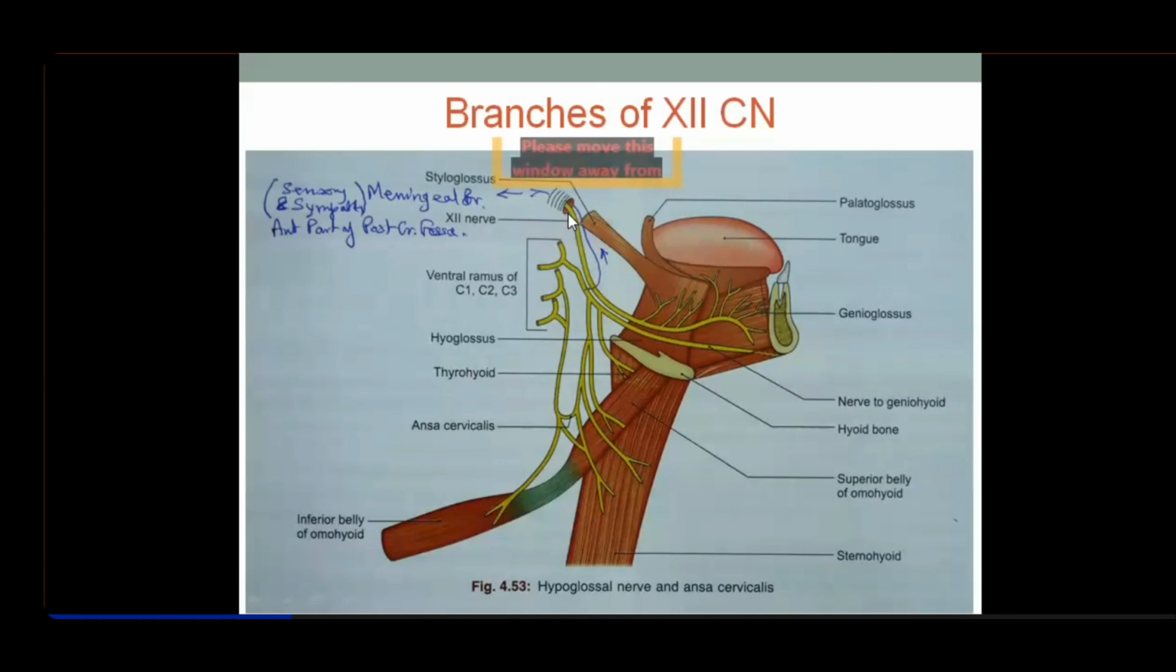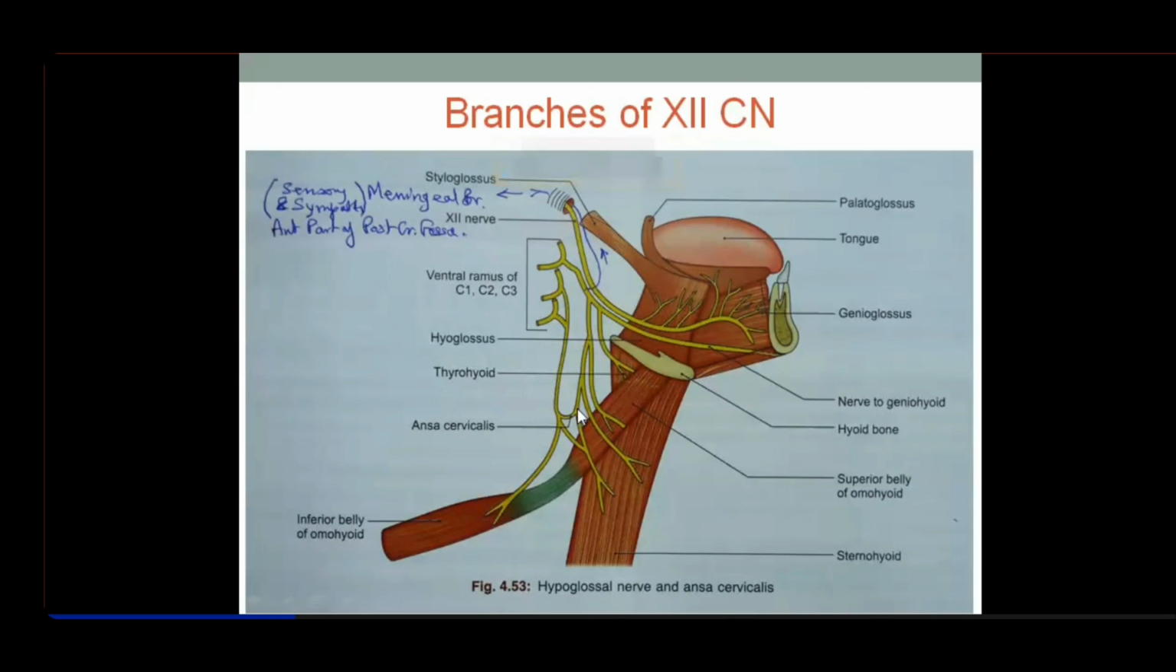So this was a summary from your book. You can see here, this is the hypoglossal nerve. This is the first C1. Through this, it is giving this meningeal branch, sensory and sympathetic fibers to the dura inside the posterior fossa, and this will also give this descendens hypoglossi and will supply thyrohyoid and the geniohyoid muscle, right?